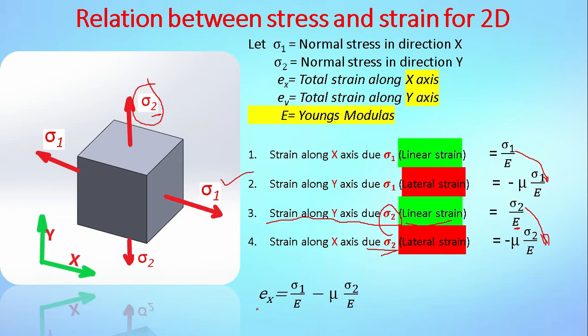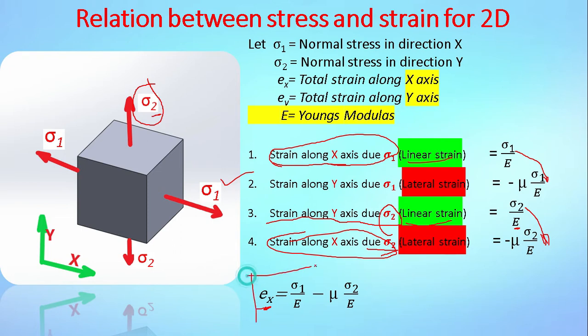So here total strain along x direction is, there are two strains, this one linear strain and this one lateral strain. So total strain is algebraic addition of these two strains, that is sigma 1 divided by E minus mu sigma 2 divided by E. So this is a total strain along direction of x.